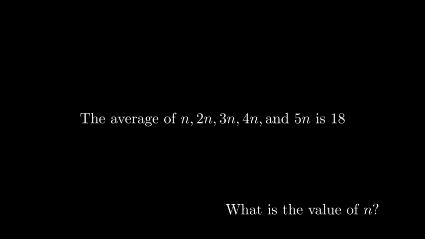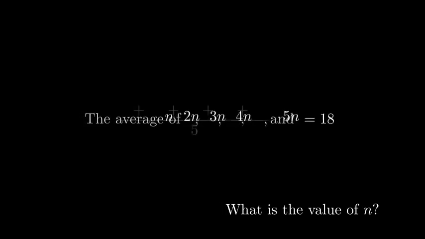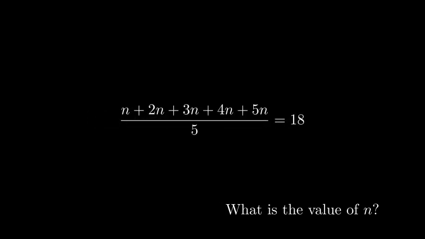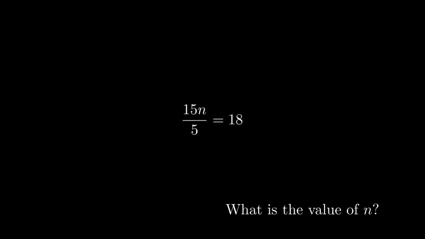Let's first translate this English sentence into math. Let's change the word "is" to an equal sign, and then apply the definition of an average. If we add up the terms in the numerator, we get 15n. 15 divided by 5 is just 3. If we divide by 3 on both sides, we get that n is equal to 6.